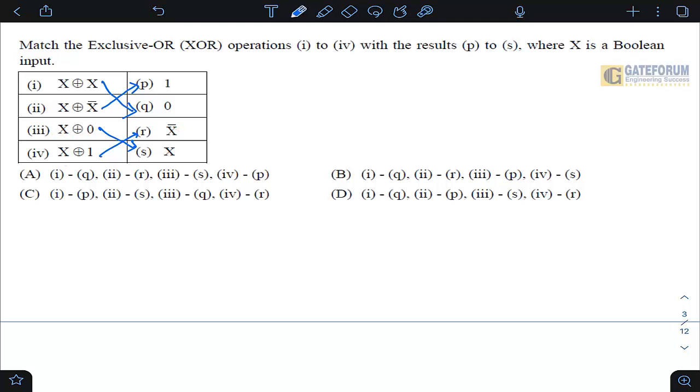So if you see the pattern, I is Q, II belongs to P, III belongs to S, and IV belongs to R: Q, P, S, R. If you check, this is given in option D. So D is the right answer for this question.